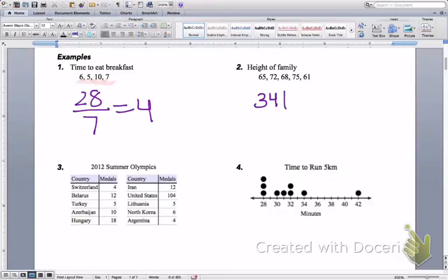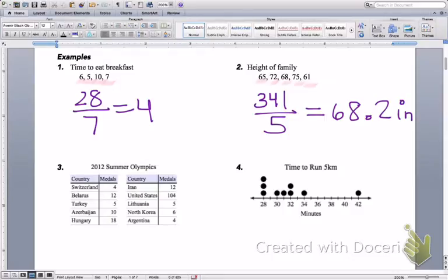And we're going to go ahead and divide by 1, 2, 3, 4, and 5 data points. That means I'm going to divide 341 by 5. So the average height in this group of family members is 68.2 inches. I'll put the inches on this one.